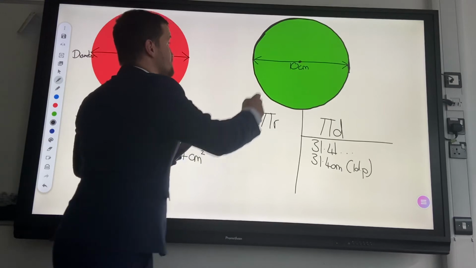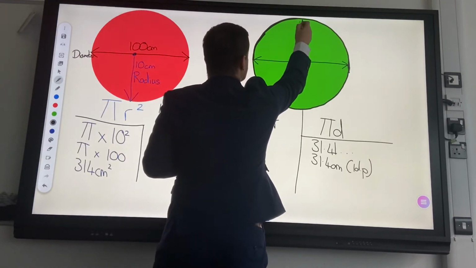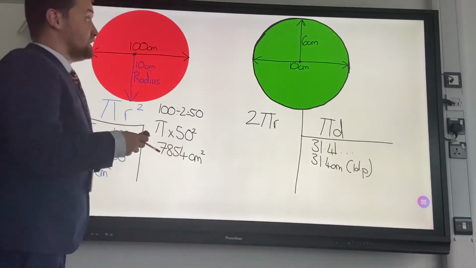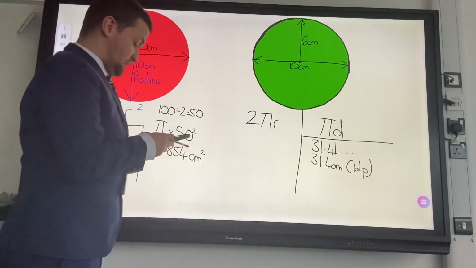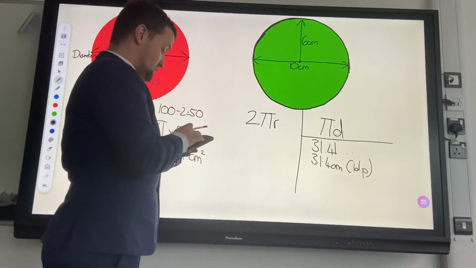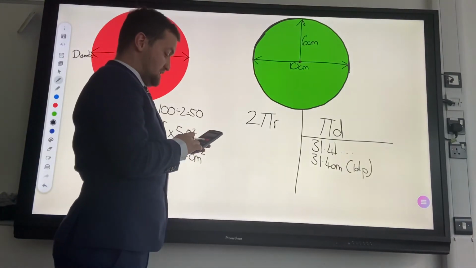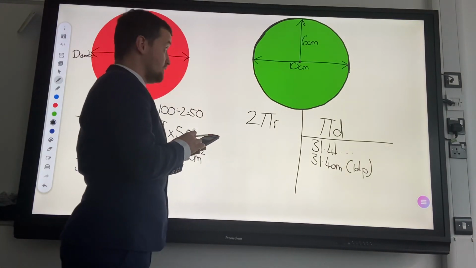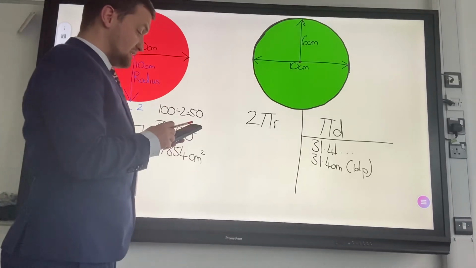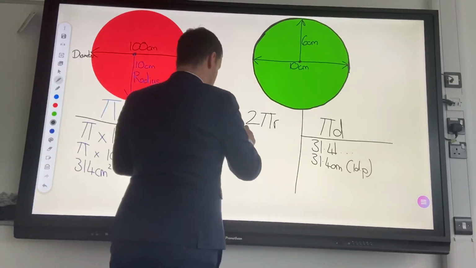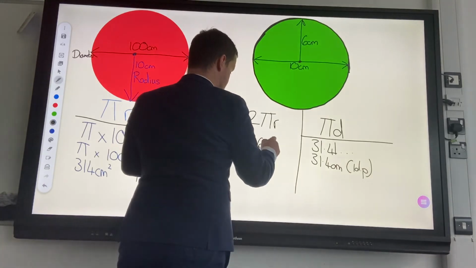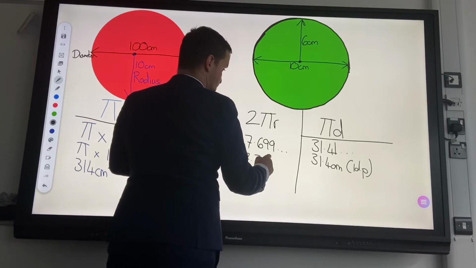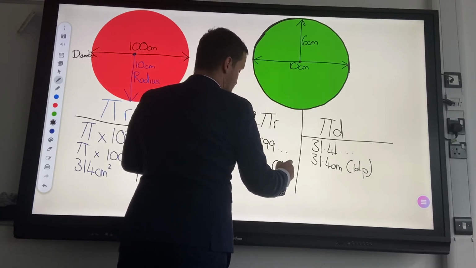Now if I told you that the radius of this was 6 centimeters, and you didn't know what the diameter was, on your calculator you type in 2 times, then press your shift button and then press times 10 to the x, which gives you your pi sign, times 6. Press equals, and it should come up as 37.699 and so on, which would be 37.7 centimeters to 1 decimal place.